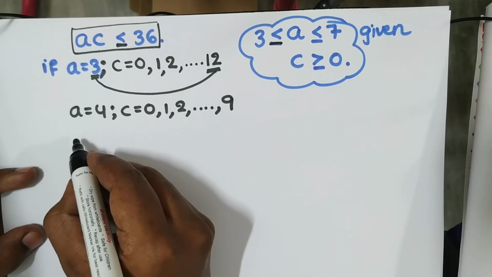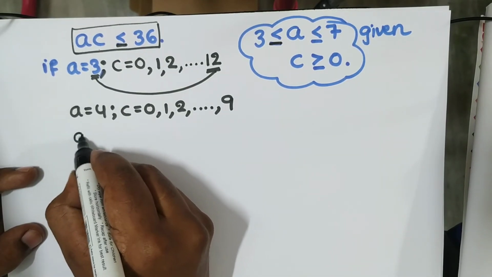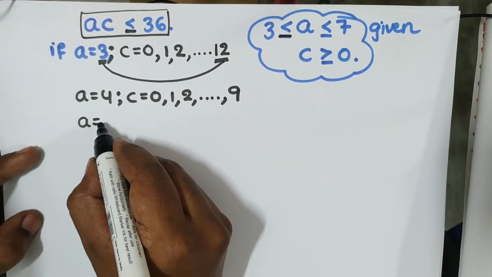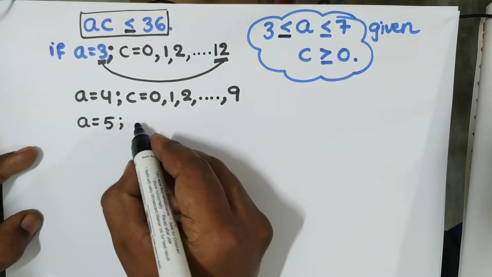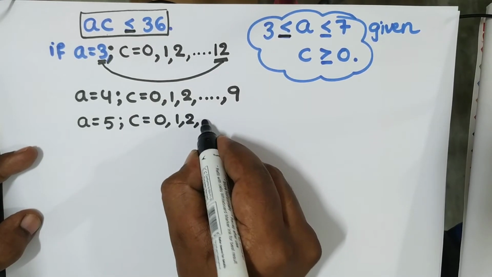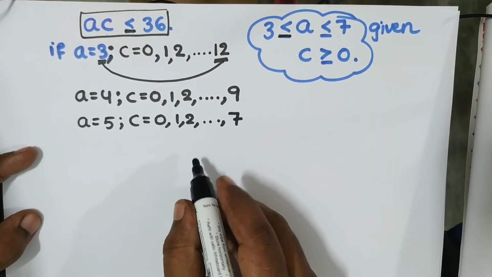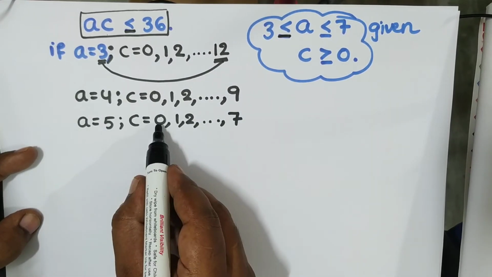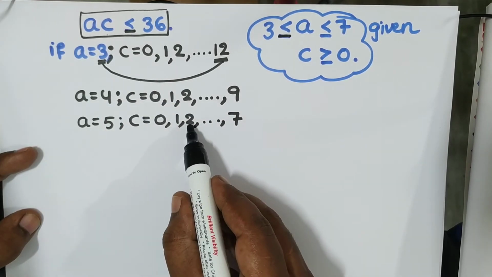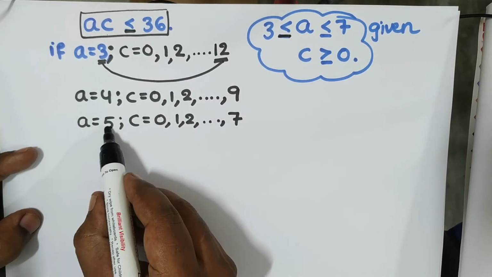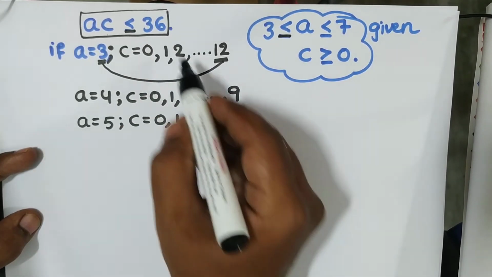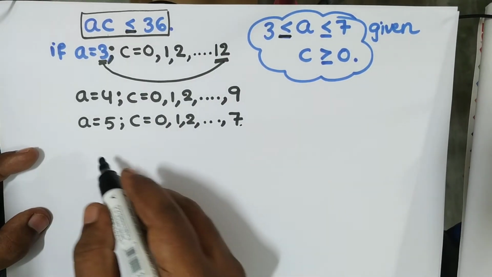Okay. So again, can I take A is equal to 5? If I go for it, now I can take C equal to 0, 1, 2, and so on. You keep on doing this, 7. So 5 zeros are 0, satisfying this. Yeah, 5 2s are 10, again satisfying this. 5 7s are 35, again satisfying this. And 5 8s are 40, I can't take it. So I can't take C equal to 8 now.